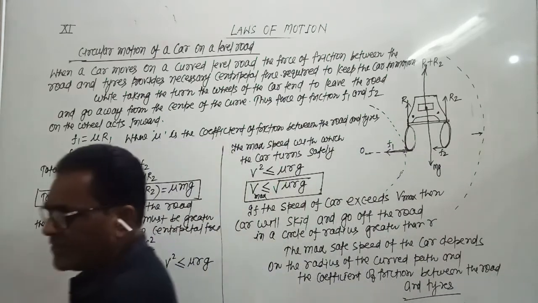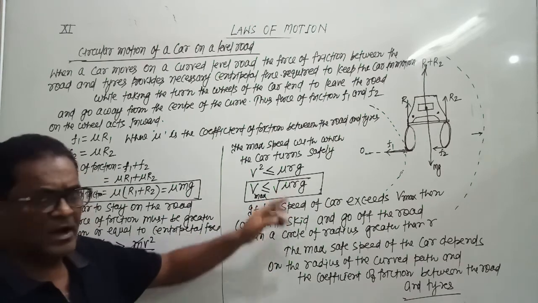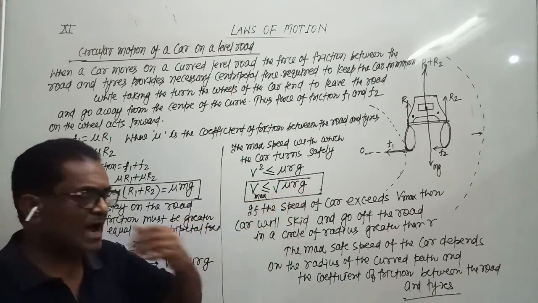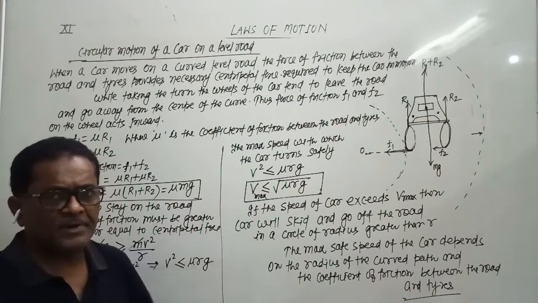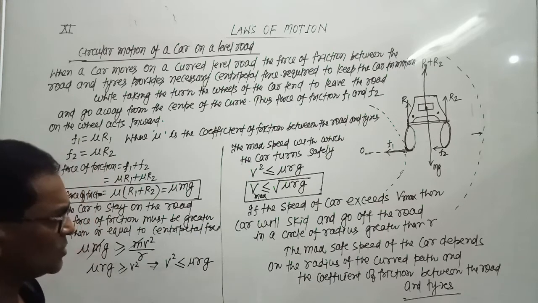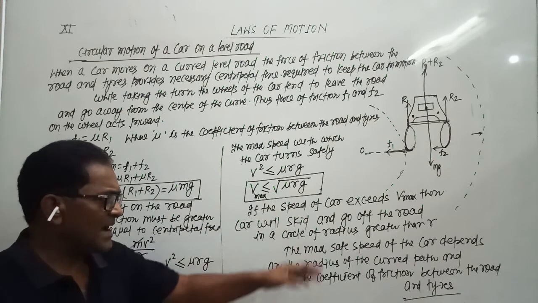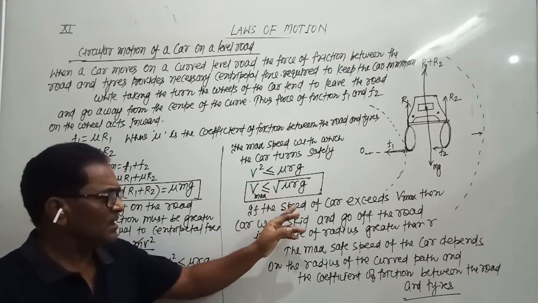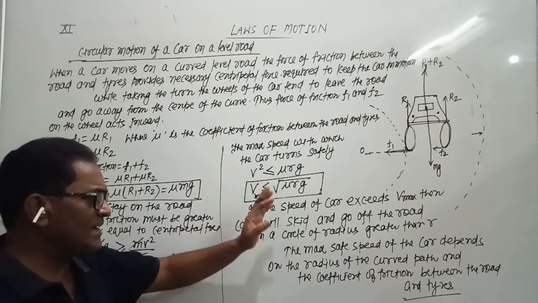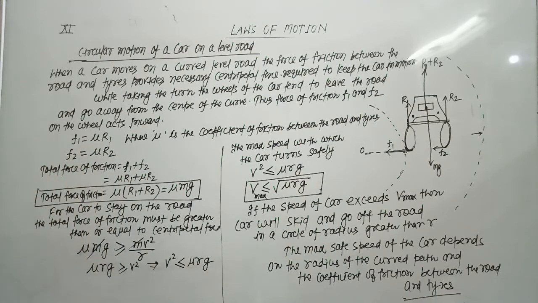So this is the expression for maximum speed of a car on a curved level road. V maximum should be less than or equal to the square root of mu rg, and the maximum speed of the car depends on the coefficient of friction mu and also the radius of the circular curve r. And if the speed of the car exceeds v maximum, then the car will skid and go off the road in a circle of radius greater than r.